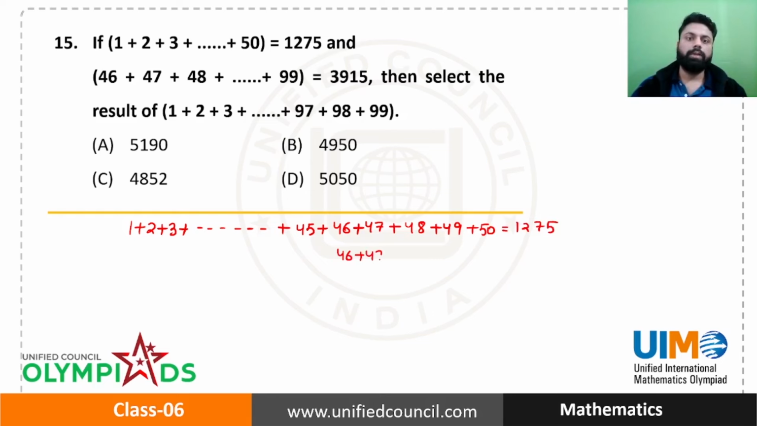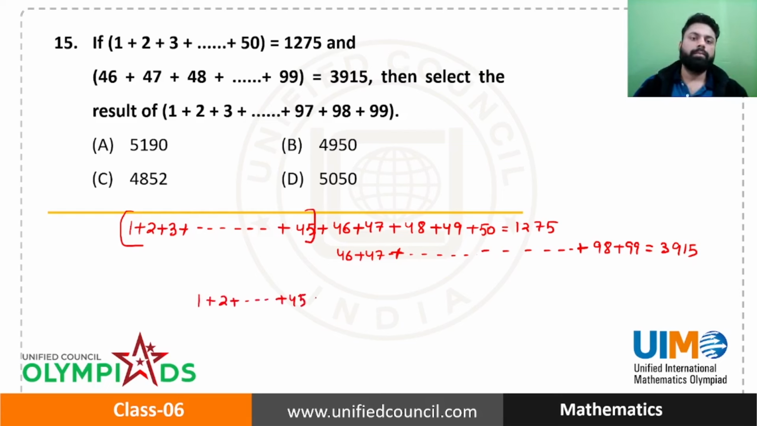It is given 46 plus 47 plus ... 98 plus 99 is equal to 3915. We need to find out the sum of 1 to 99. So I'll tell you two methods. From the first one, the sum of 1 to 45 will be 1275 minus the sum of these numbers: 46 plus 47 plus 48 plus 49 plus 50.